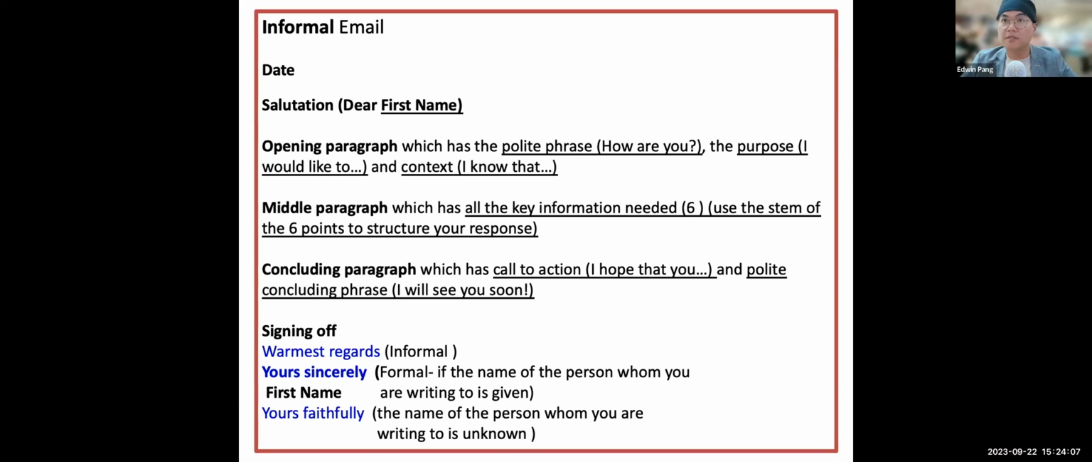And then your purpose: I would like to. Most of the time, the first paragraph is telling them something, right? I would like to tell you, or maybe you're inviting them for something. I would like to invite you. So I would like to is an informal structure. Please do not use I would like to for formal. Is that clear? Again, to test you, what is the structure for formal? I just covered it on the previous slide. What is the purpose statement structure for formal? Anyone? Raise your hands if you can remember.